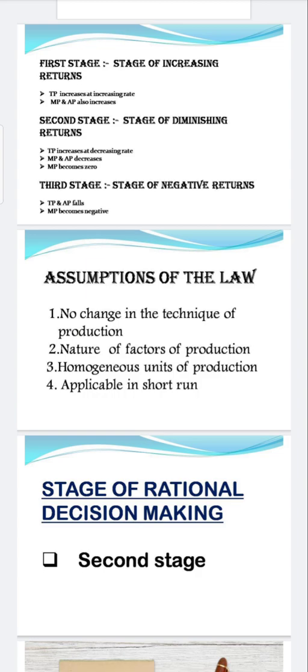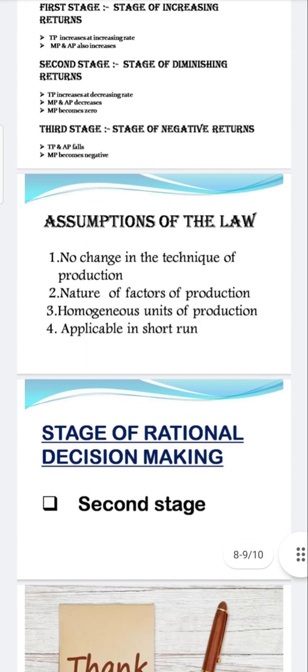Now we will move on to the question: what is the stage of rational decision making? The answer is the second stage. In this stage TP is increasing at a diminishing rate. Both MP and AP are declining, but they are positive. The profit maximizing output and employment lies in this stage of production.